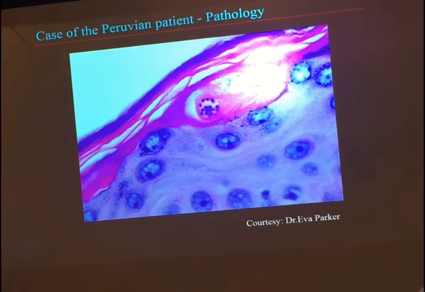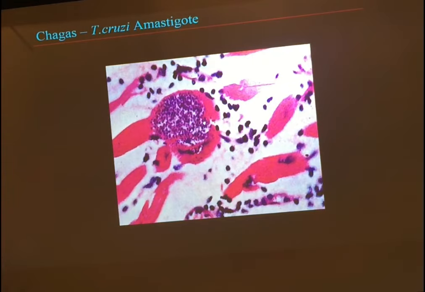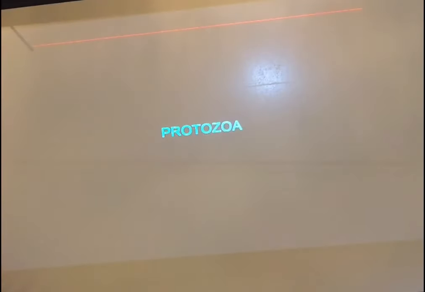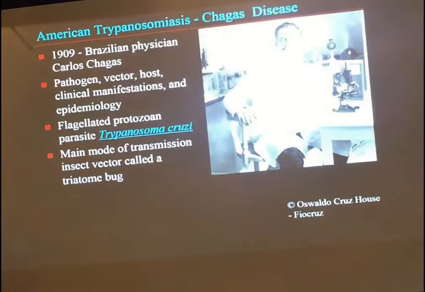So this was Chagas, and those were amastigotes within the macrophages. So that's the non-flagellated form. So the treatment is benznidazole and nifurtimox, as I'm sure you've covered in this course, available through IND from the CDC. So trypanosomiasis, and Chagas is American trypanosomiasis.